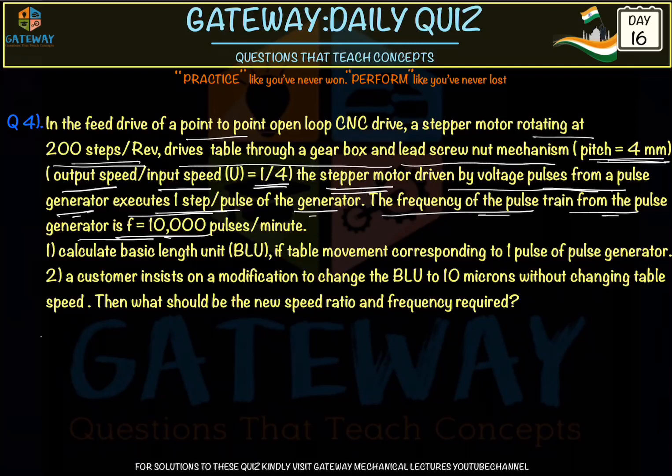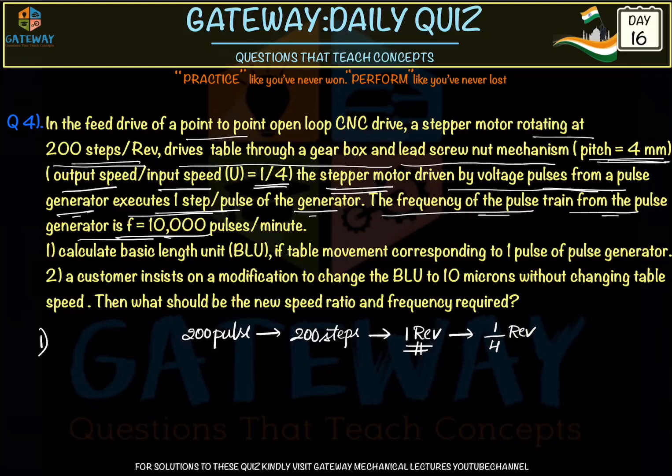In the question, the first thing asked was to calculate the BLU. I just now said how to calculate BLU. Here in the question, for 200 pulses we get 200 steps, nothing but the stepper motor is making 200 steps per revolution. That gives one revolution of the stepper motor shaft. And here the speed ratio was given as 1 by 4. What does that 1 by 4 mean? If you revolve our stepper shaft by one revolution, after the gear it will make 1/4 of a revolution on the lead screw. If it is making 1/4 revolution of the lead screw, then it will make P by 4 mm travel of the table. So this P by 4 is called the effective pitch, nothing but 4 by 4, that is 1 mm.